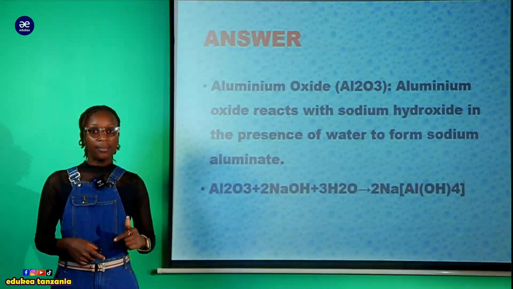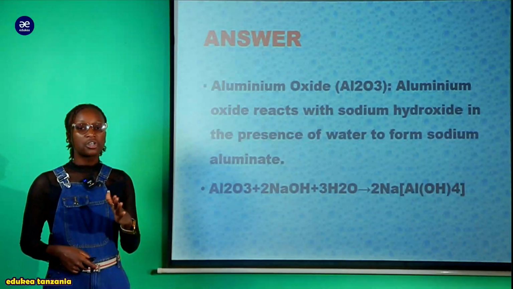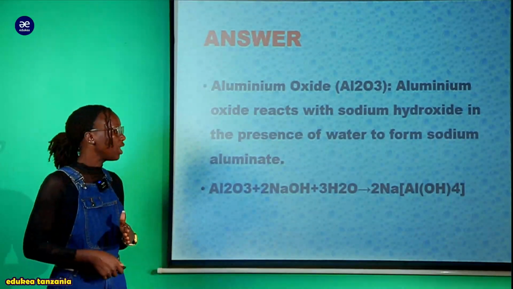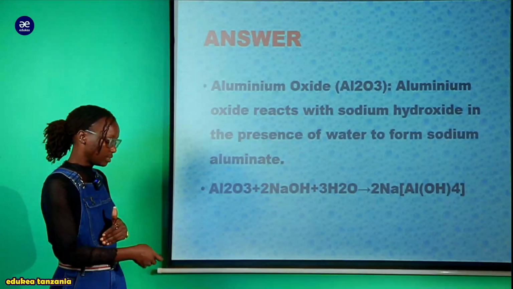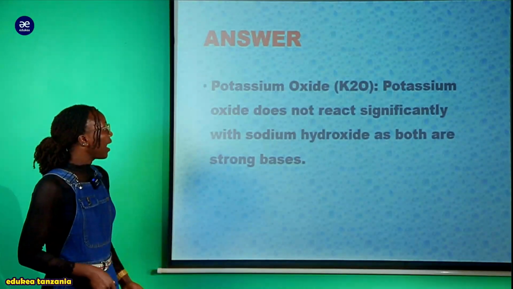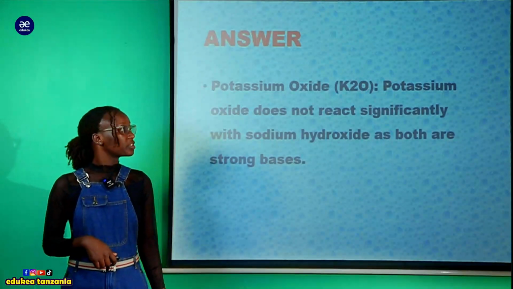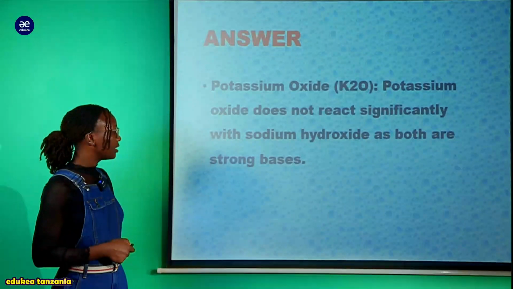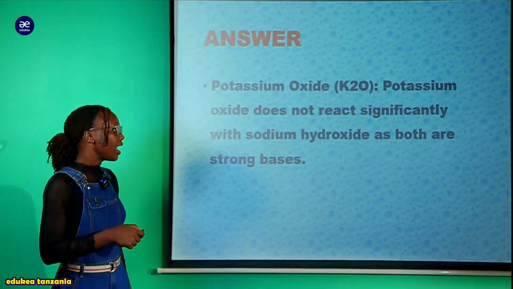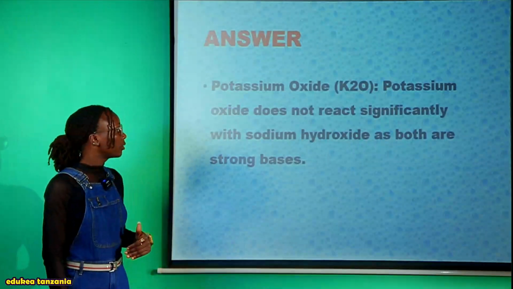Kwa hiyo utaona kwamba aluminum oxide ni amphoteric na ina react with those strong acids and strong bases. Kwa mfano hapa amereact with the strong bases, yeye ka-act kama acid. Okay, another compound of metal is potassium oxide. So potassium oxide, once you can see that it does not react significantly with sodium hydroxide as both are strong bases, kwamba zote ni strong bases.